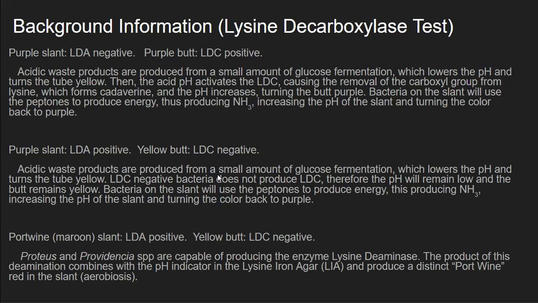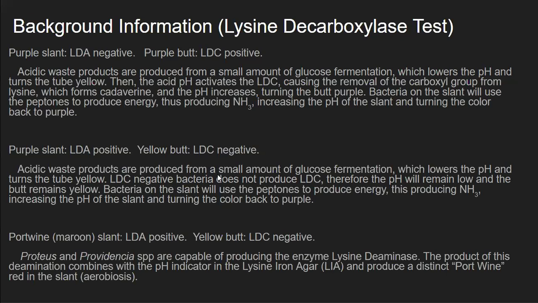Purple slant, LDA negative. Yellow butt means LDC negative. The acidic waste products are produced from a small amount of glucose fermentation, which lowers the pH and turns the tube yellow. LDC negative bacteria do not produce LDC, therefore the pH will remain low and the butt remains yellow. Bacteria on the slant will use the peptones to produce energy. This produces NH3, increasing the pH of the slant and turning the color back to purple.